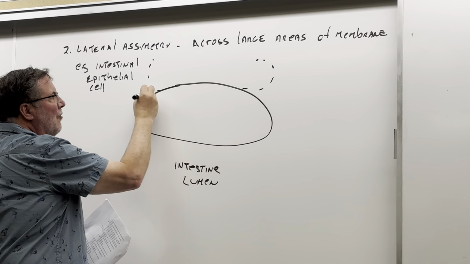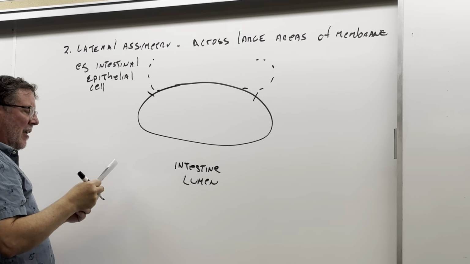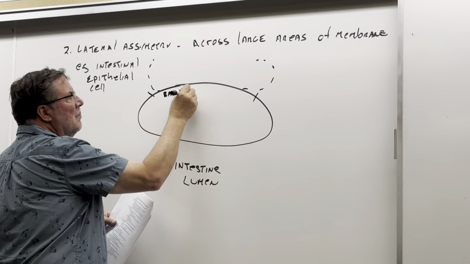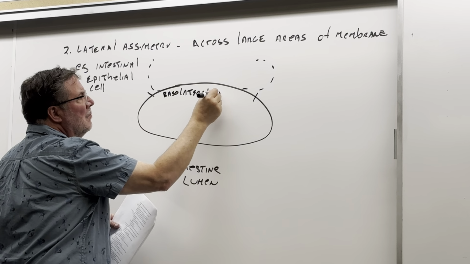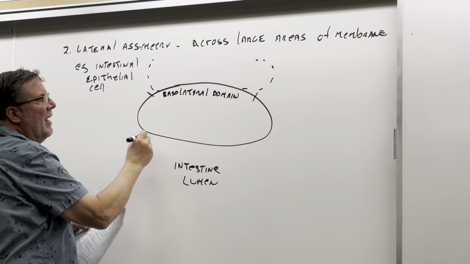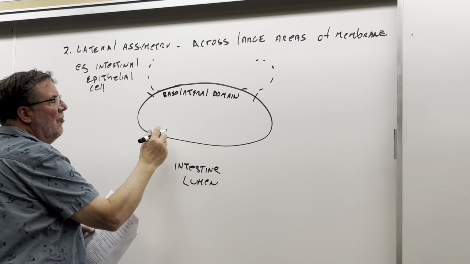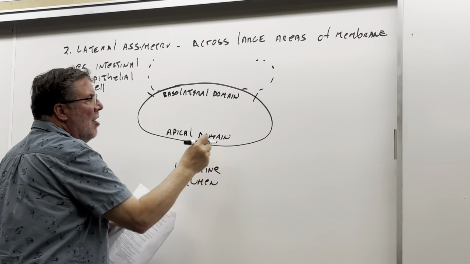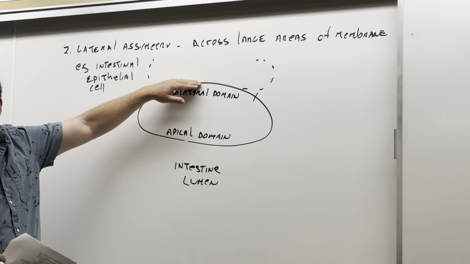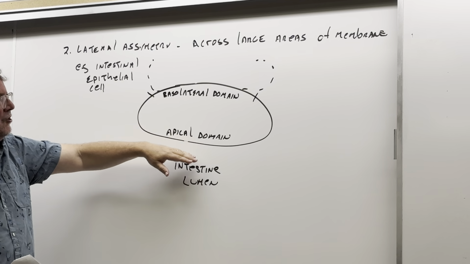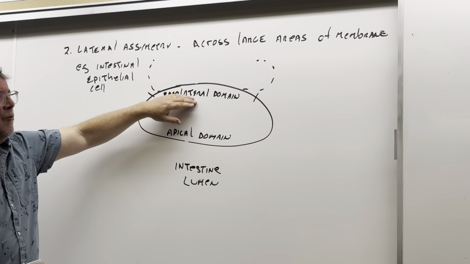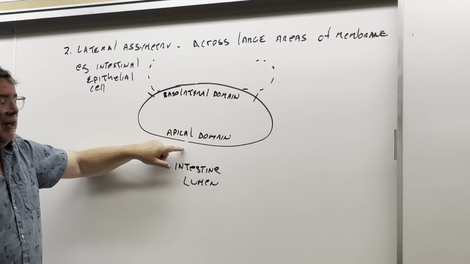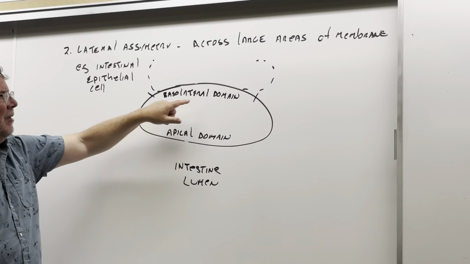So this part here is known as the basolateral domain, while this part that faces the lumen is known as the apical domain. Well, these two membranes, in spite of the fact that they're both cell membranes, have quite different functions, right? This function is to absorb the nutrients. This one is to actually export them. And so the lipid composition and protein composition is going to vary quite a bit between the apical domain and the basolateral domain.